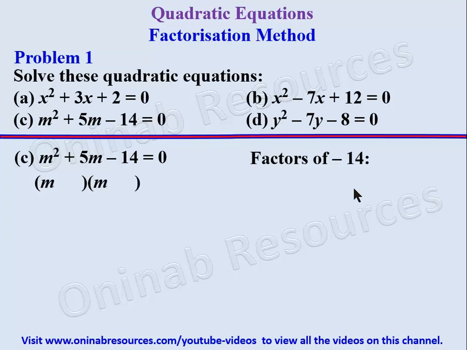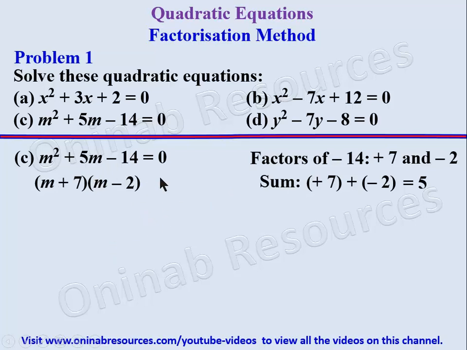So that positive 7 times negative 2 will give you negative 14, and 7 minus 2 gives 5. So we have the factors as positive 7 and negative 2, and their sum will be positive 7 plus negative 2, which will give us 5. So this is the 5 we have here. We now bring in the factors. So we have plus 7 in the first bracket, minus 2 in the second bracket equals 0.